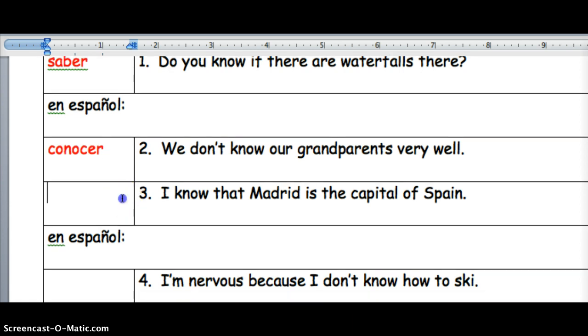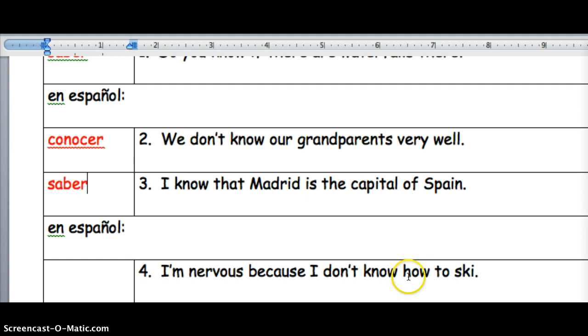And number three, I know that Madrid is the capital of Spain. There, that's facts, that's information, and you would have a form of saber. I'm nervous because I don't know how to ski. Well, knowing how is a form of saber plus the infinitive. So you would have saber.